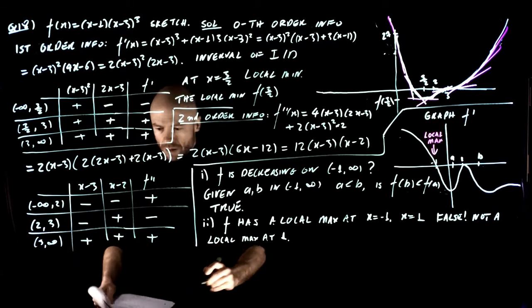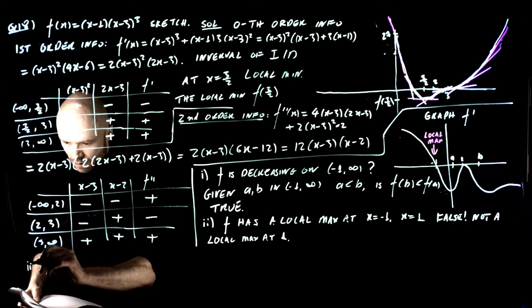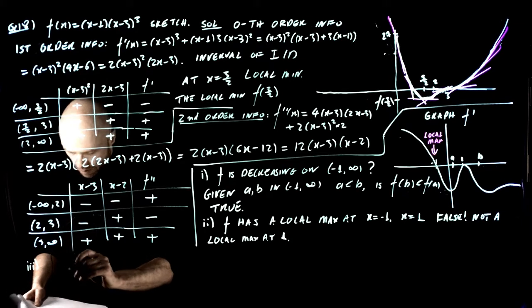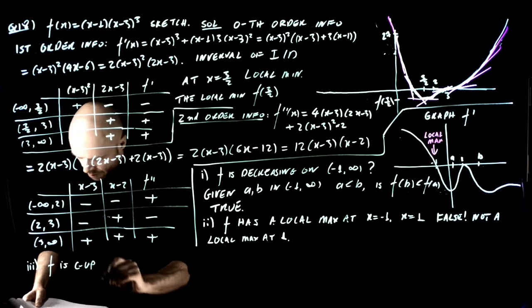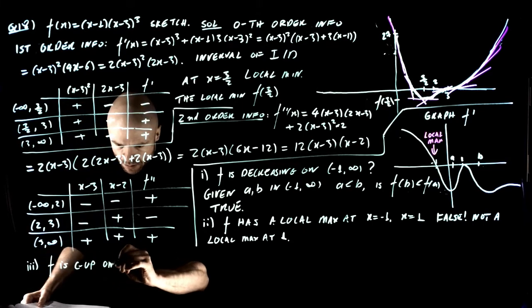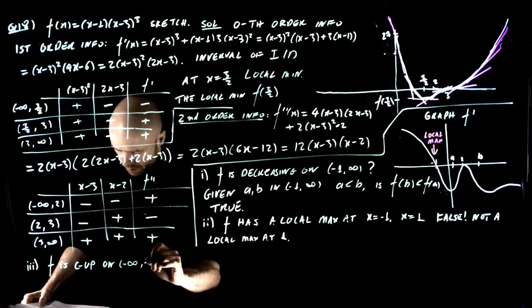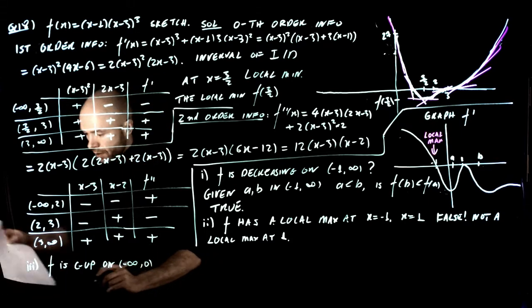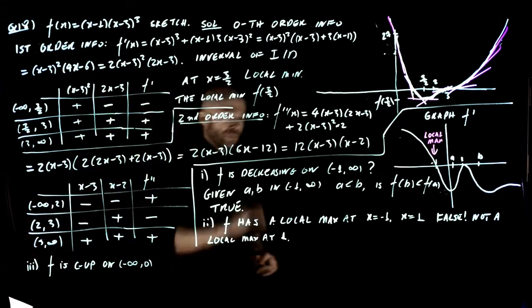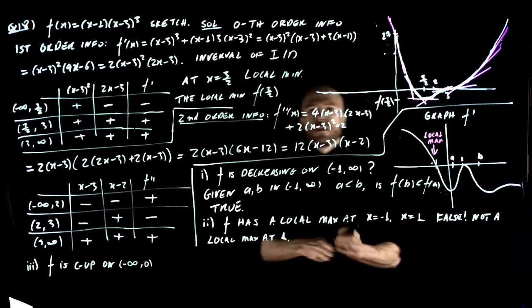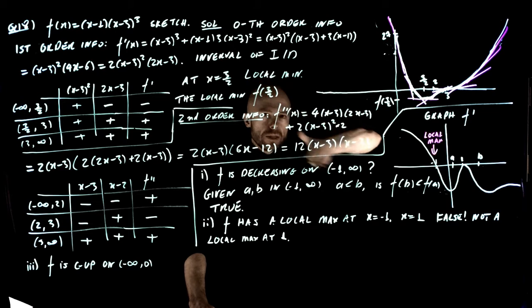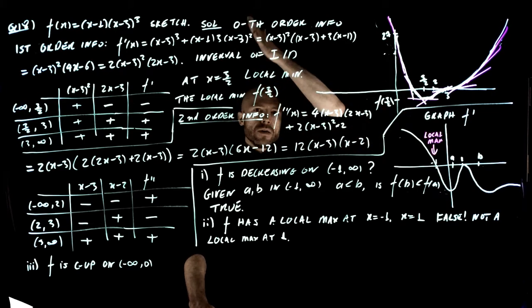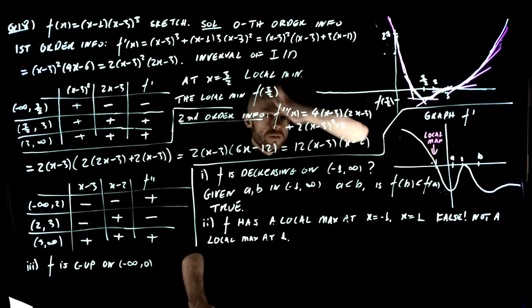F is concave up on minus infinity to 0. Okay, let's think about what C up is. C up is concave up, right? Concave up is like this, right? We are curling like this. We are above our tangents, right?